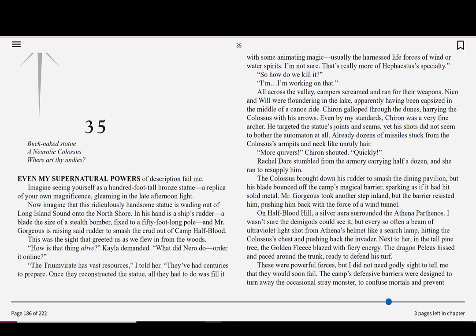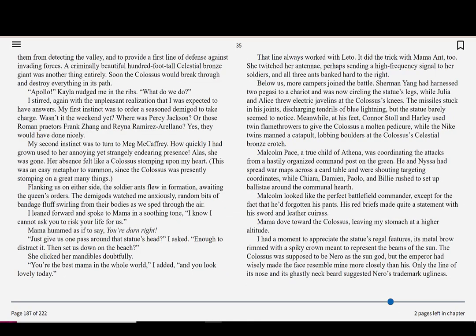Next to her, in the tall pine tree, the golden fleece blazed with fiery energy. The dragon Peleus hissed and paced around the trunk, ready to defend his turf. These were powerful forces, but I did not need godly sight to tell me that they would soon fail. The camp's defensive barriers were designed to turn away the occasional stray monster, to confuse mortals and to prevent them from detecting the valley, and to provide a first line of defense against invading forces. A criminally beautiful 100-foot-tall celestial bronze giant was another thing entirely. Soon, the Colossus would break through and destroy everything in its path.